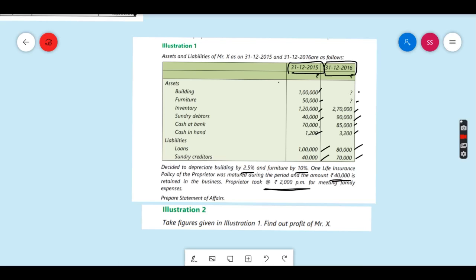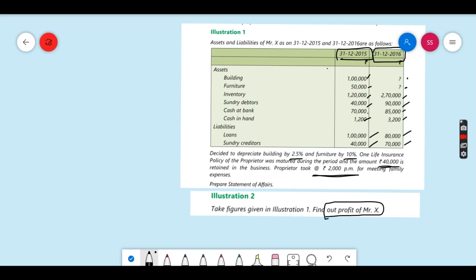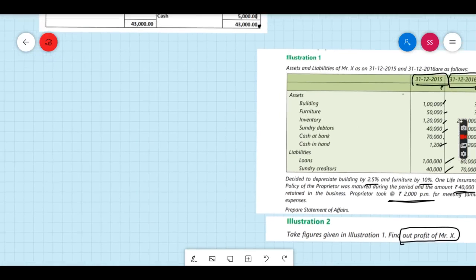And why do we need to prepare a statement of affairs? Because our ultimate goal is to find out the profit. To find out the profit, according to our format, we need closing capital as well as opening capital, right? We don't have any closing capital and opening capital, but we have the closing assets and closing liabilities, and opening assets and opening liabilities. So based on that we can figure it out. So let's start preparing.